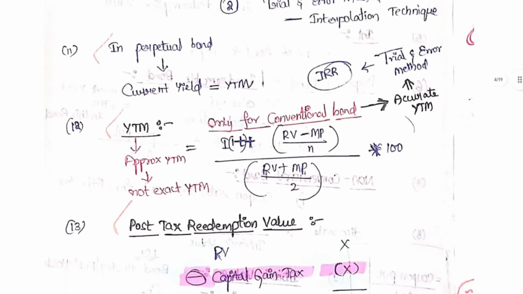How to calculate approximate YTM? For conventional bonds or plain vanilla bonds, approximate YTM equals (C + (RV minus MP) divided by N) divided by ((RV plus MP) divided by 2), into 100, where the coupon is taken after tax, that is C into (1 minus T). To calculate accurate YTM, we need to follow the trial and error method. To calculate approximate YTM, we can use this formula.